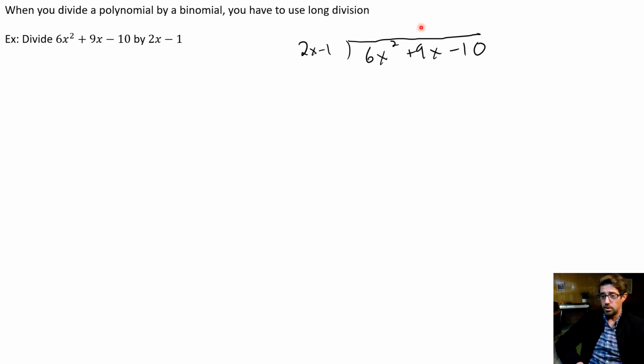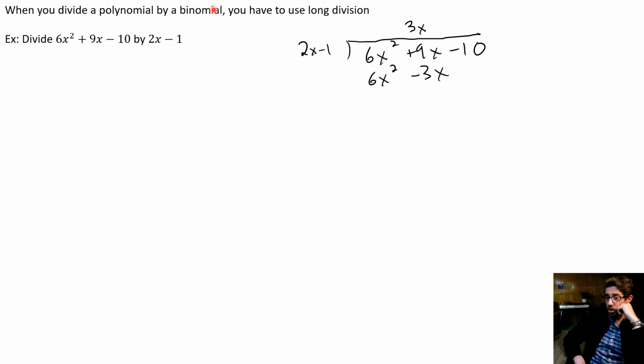And then remember what you do. You multiply 3x by this entire binomial. So that part's a little different. Like I said, you're kind of ignoring the -1. You're just worried about the 2x. You put a 3x here, and then you do 3x times this entire thing. Like that. Okay, so 3x times 2x minus 1 is 6x squared minus 3x.